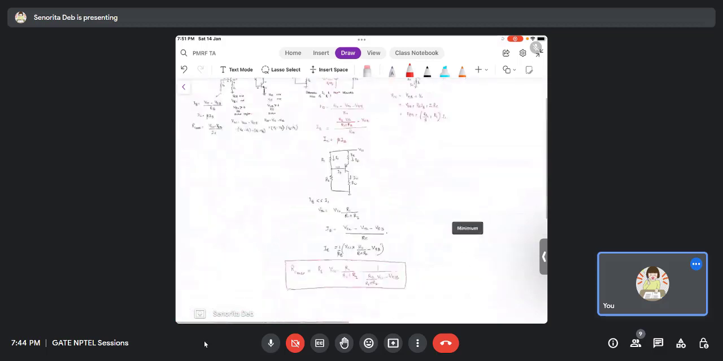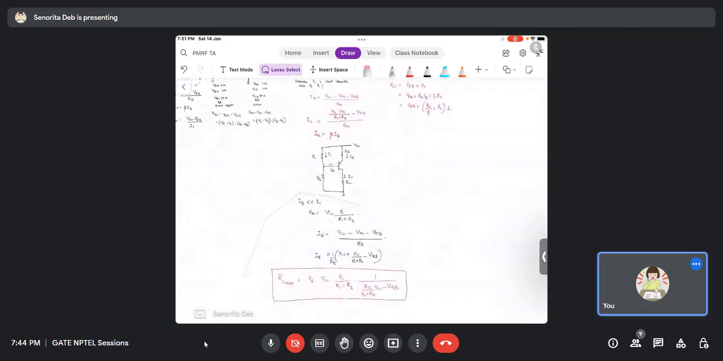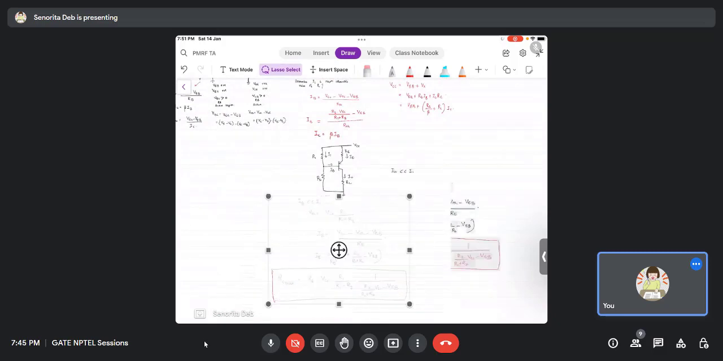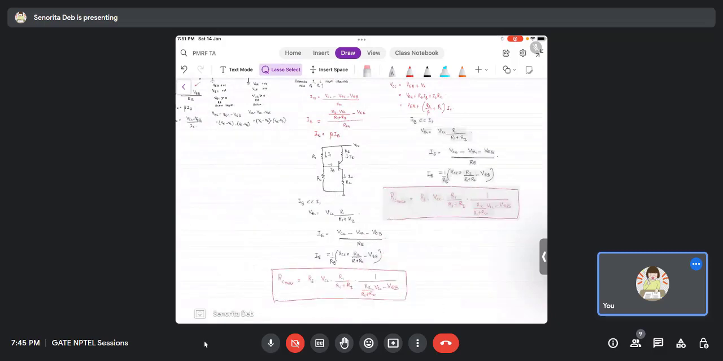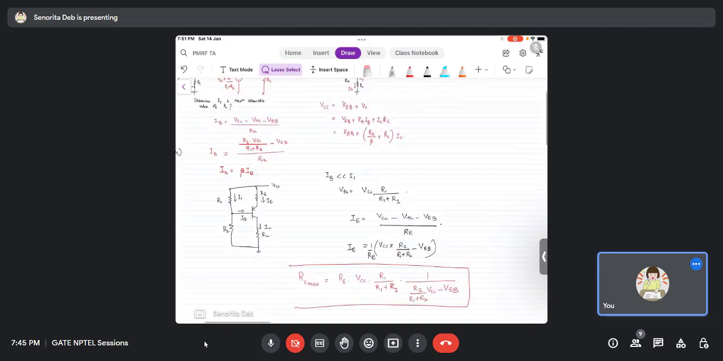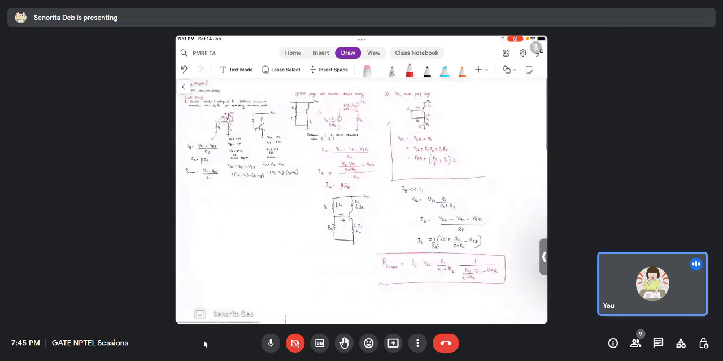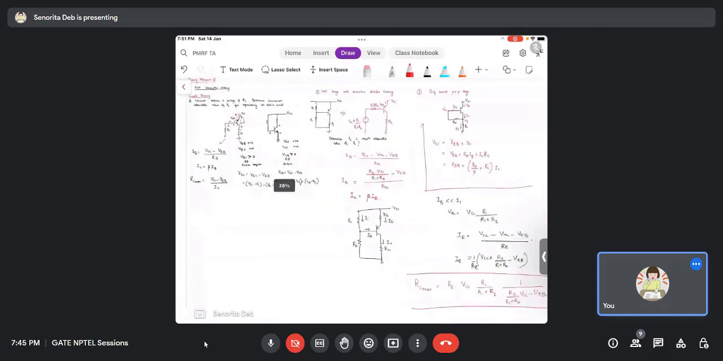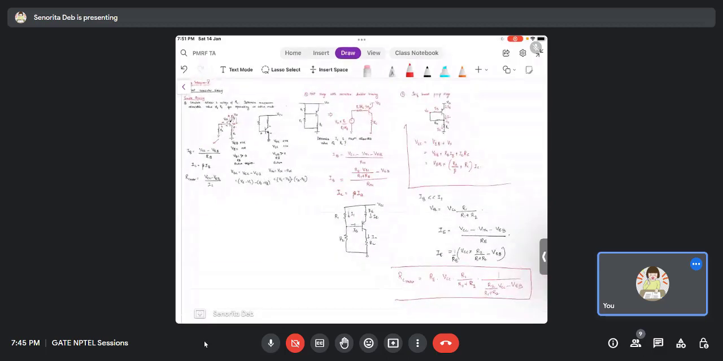Let me take this to this side. Now I think the entire thing is visible. I don't know how clear it is to you, but the entire thing is at least visible. So take a quick note of all this, and in the next class we will start the bipolar amplifier.